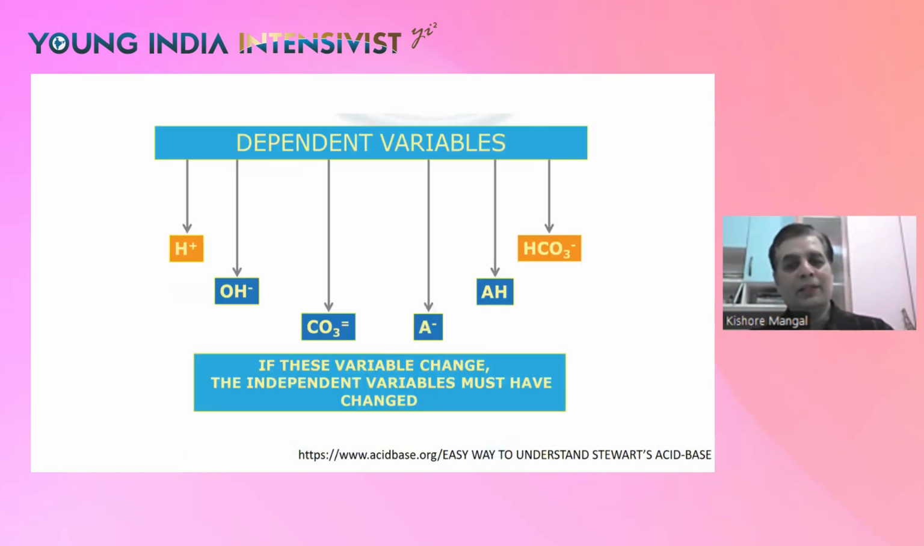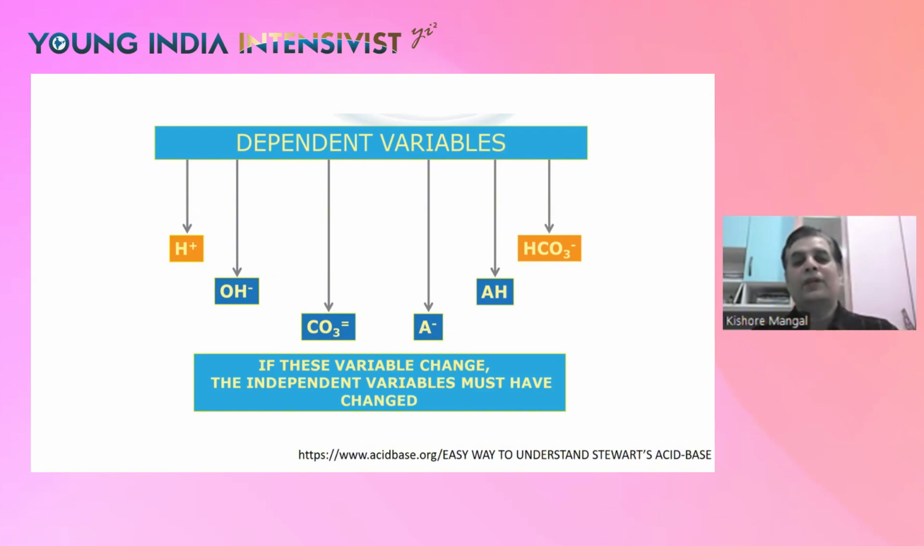What are the dependent variables? So H plus ion, OH minus ion, CO3 anion, AH, HCO3. These are all dependent variables, especially the H plus ion and the bicarbonate ions. If we remember the traditional approaches, we start with pH, we calculate from the HH equation the level of the HCO3, and we derive everything from there on. But as per Stewart's principle, these two things are dependent on the independent variables.